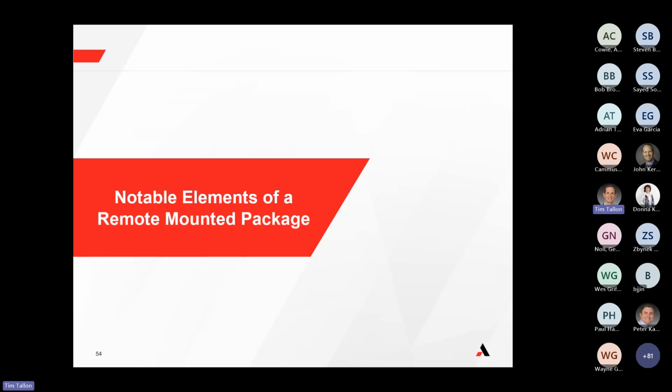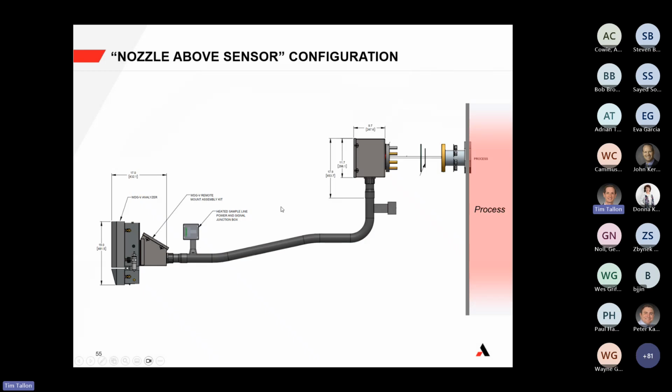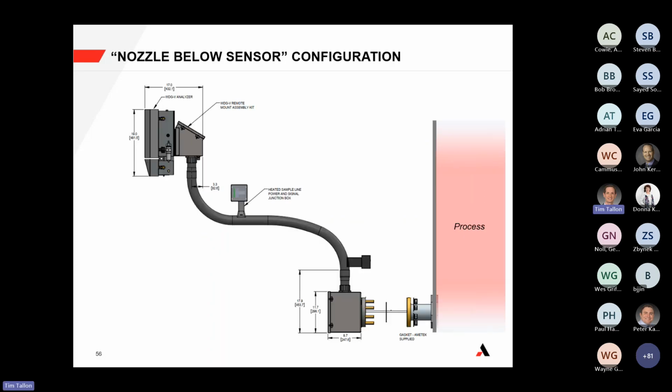Right. So then as far as notable elements, I know I've shown you a number of these pictures before, but what are some of the elements? So let's talk about each of them separately. So you can see here there's a number of moving parts. Let's talk about them individually because they all play into the remote mounted system. So we also have this one. So let's talk about it.